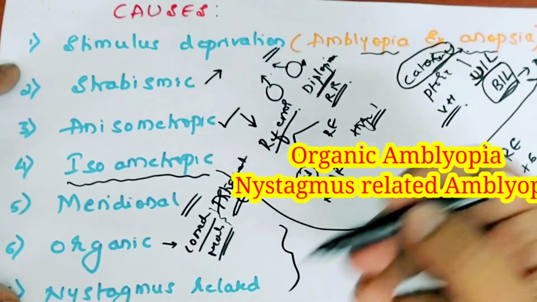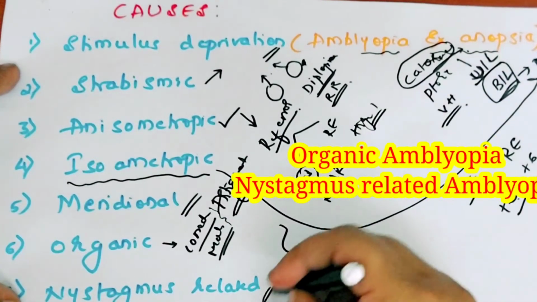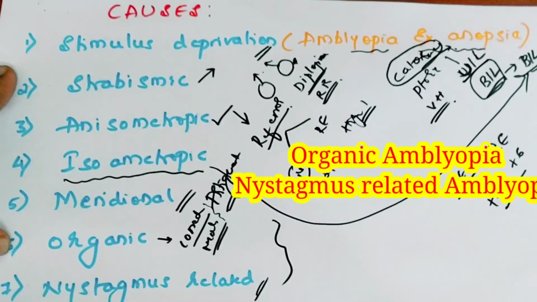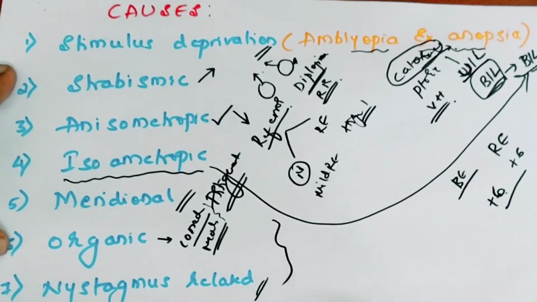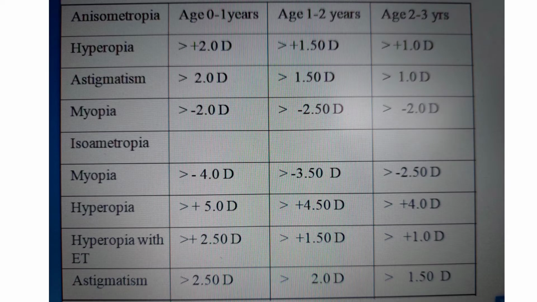Hence, it fits into the definition of amblyopia. In nystagmus-related cases, where the nystagmus is very mild, meaning it is not very well appreciated clinically, the patient will still end up in amblyopia. So these are the various types of amblyopia depending upon the cause: stimulus deprivation amblyopia, strabismic, anisometropic, isoametropic, meridional, organic and nystagmus. And here is the table which shows the degree of hypermetropia, myopia and astigmatism in one and both eyes that leads to amblyopia.